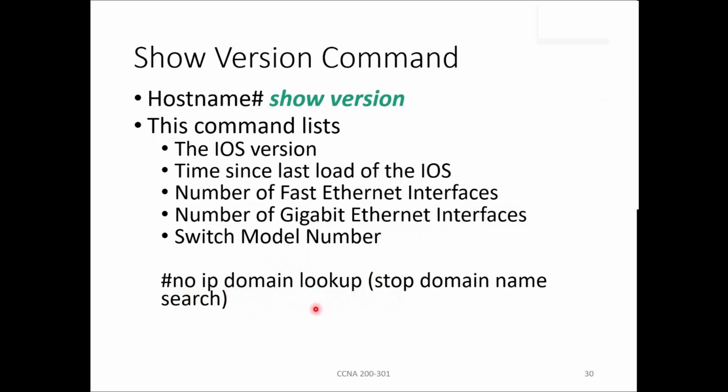Sometimes our switch or router tries to translate some word or letter which it doesn't know. During that time, it will stop the activity. That means you will not be able to configure any of these things. So to avoid that, we can apply the no ip domain-lookup command. In this way, your router or switch will not try to translate these things.